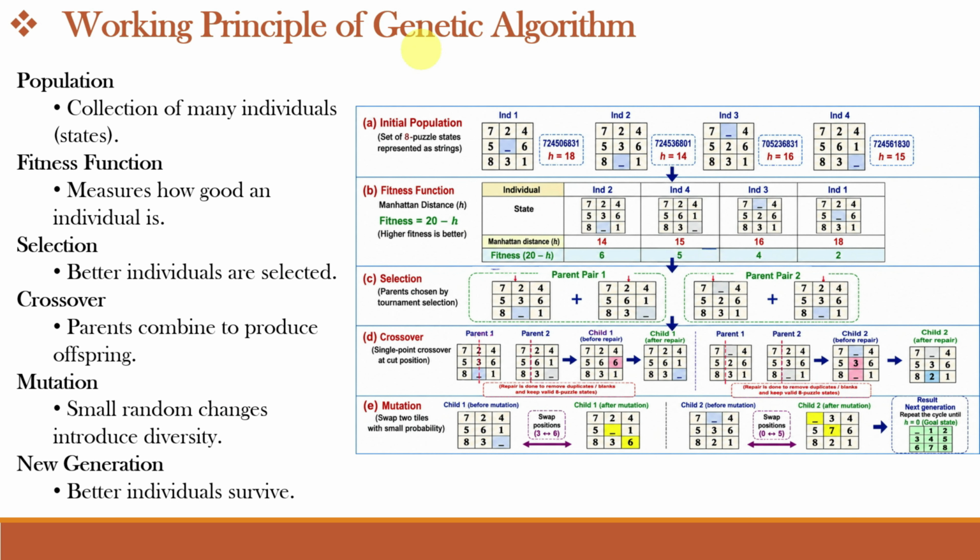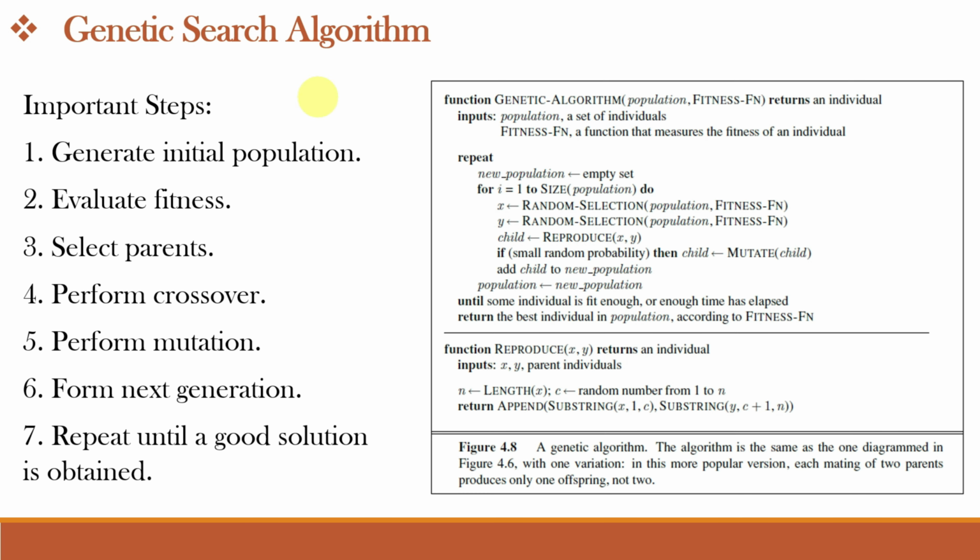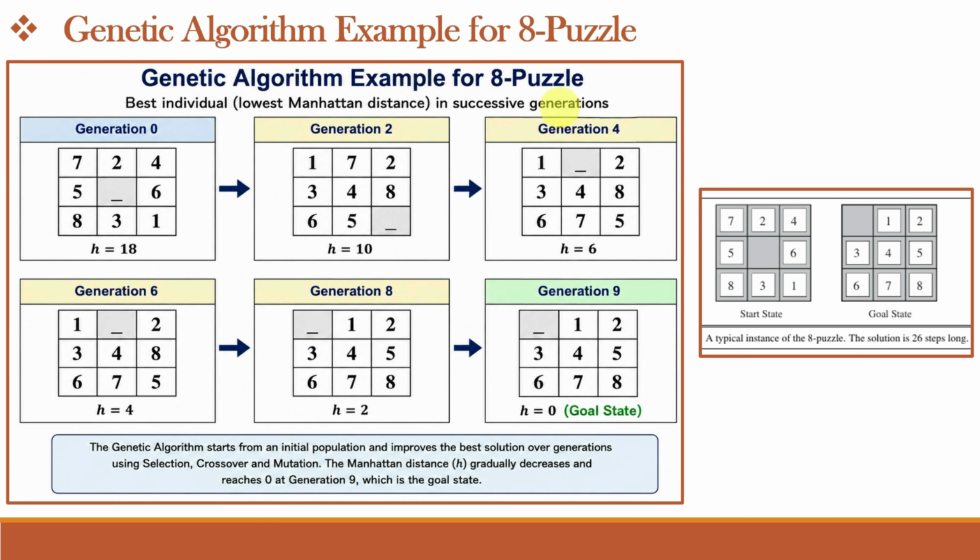Okay. Finally, let us implement genetic algorithm in Python for our same 8 puzzle problem using the exact steps given in the genetic algorithm, and let us observe whether we can reach our goal state where h is equal to 0.